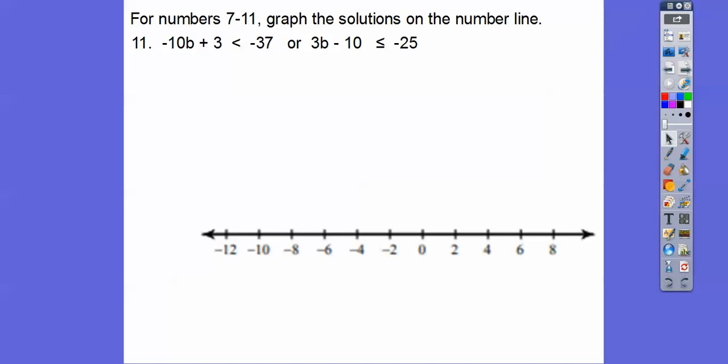Okay, here's another or statement, so it's going to go in opposite directions. All right, so what I'm going to do on these guys here is I'm going to go minus 3, minus 3. I'm going to go plus 10, plus 10. And when I do that, okay, now be careful.